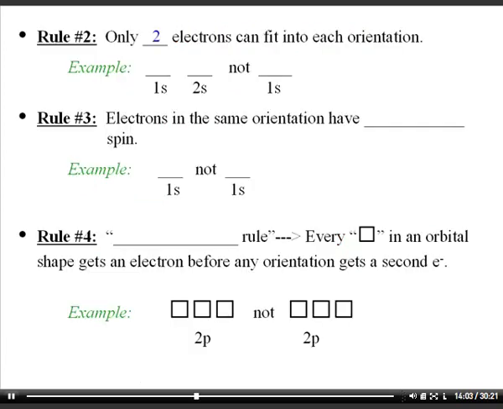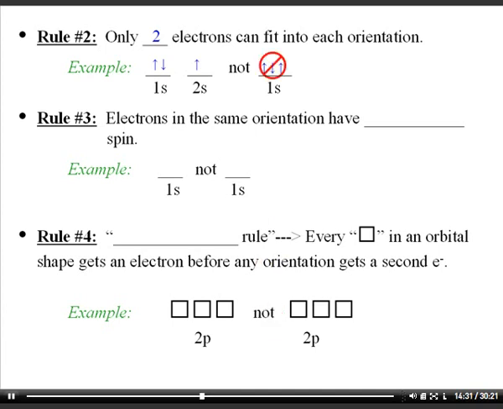Now rule number 2 basically says that you can only have 2 electrons that fit in each orientation. Now the orientation would be the boxes or the lines that I draw. So as we saw on the previous slide, as the electrons are getting added to each box, you can only put 2 in there. So for example, if you had 3 electrons, you could put the first 2 on the line called 1s, or in the orbital called 1s, and the next electron would have to go in the next shape, which is 2s. You cannot put 3 of them on a line.